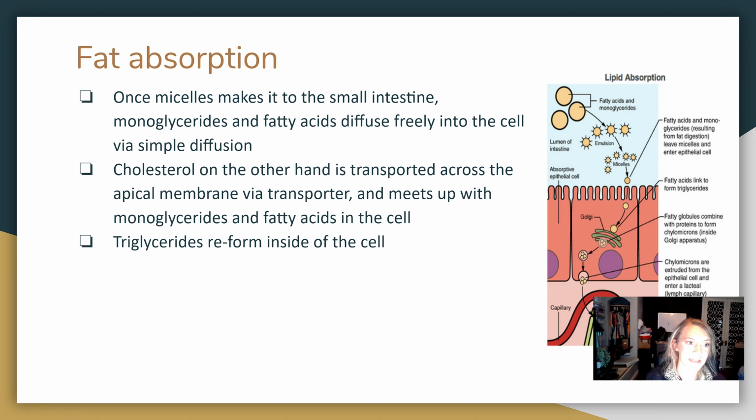This is where fat absorption happens. So once that micelle makes it to the small intestine, the monoglycerides and the fatty acids inside the micelle are able to diffuse freely into the cell via simple diffusion. The cholesterol isn't so lucky. It actually is not hydrophilic, so it is transported across the apical membrane via a transporter. It's not able to diffuse freely, so these things break up and they meet up with the monoglycerides and fatty acids inside of the cell. This is where the triglycerides reform.